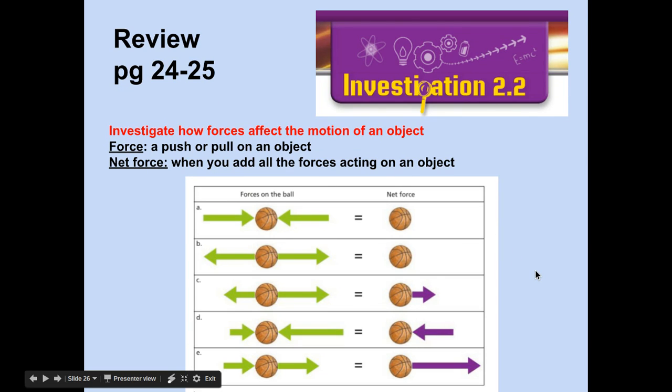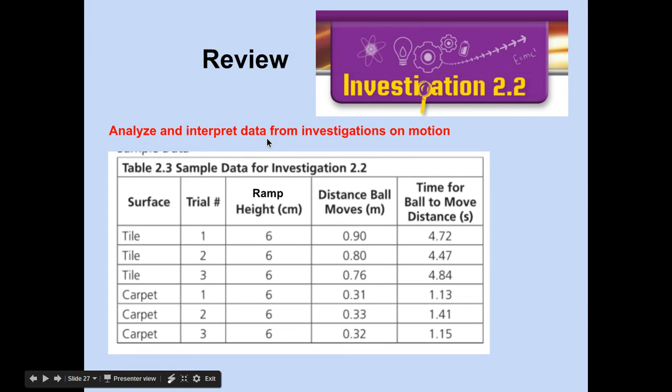The other thing we did yesterday is we analyzed and interpreted data from our investigation on motion, and you should have done that by creating a data table. All right, you have the different surfaces, either tile or carpet. Most of the classes did different trials, and then your ramp height should have stayed the same. That's a constant. And then you have the distance the ball moved and how long it took to move that way. So those are some things to think about with interpreting data from an investigation.